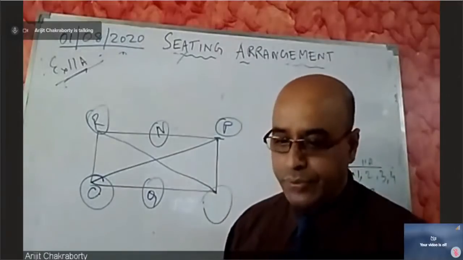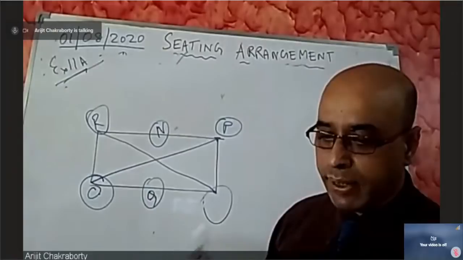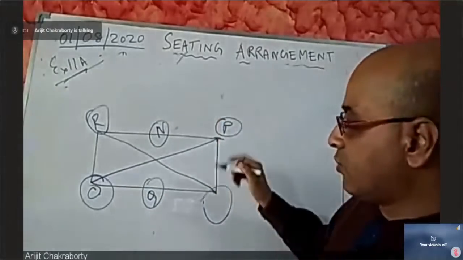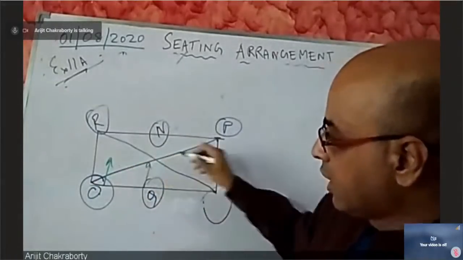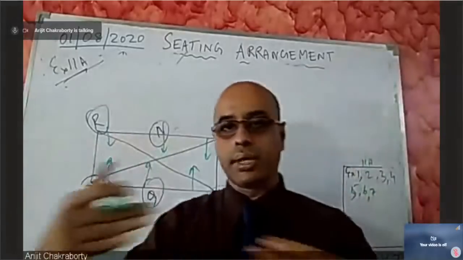Let's see the conditions once again. Read the conditions carefully. M, N, O, P, Q, R are sitting. Both the rows are in front of each other, which means these are looking up and those are looking down. That means they are looking at each other, north-south.